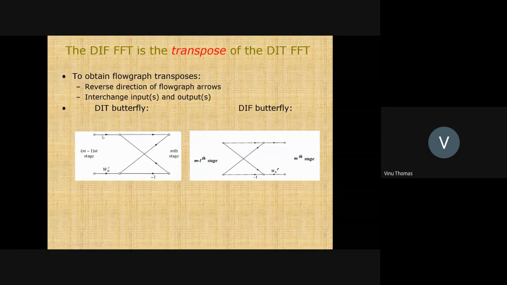So you see that when you take the transpose of the decimation in time butterfly, you will get the decimation in frequency butterfly. See, you will reverse all the arrows. Now the input and the output are interchanged. So that is now rearranged so that you just do a flipping and then this will be the decimation in frequency butterfly. So can you appreciate that this is the transpose of the DIT FFT? DIF FFT is the transpose of the DIT FFT.